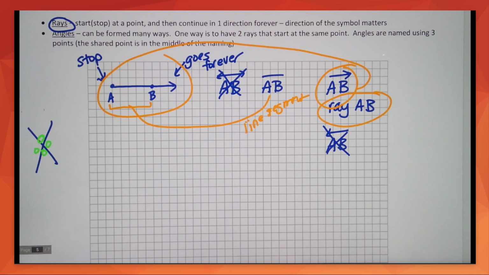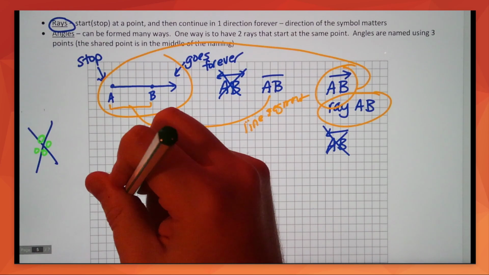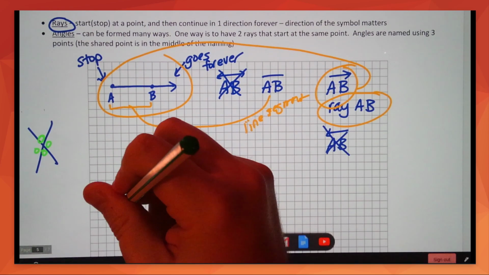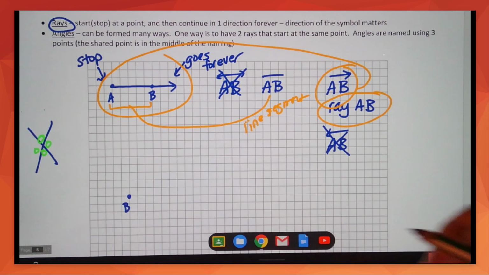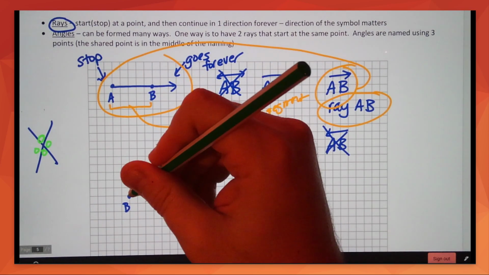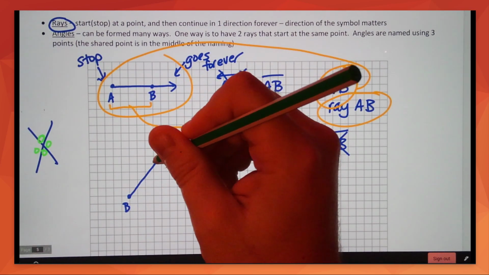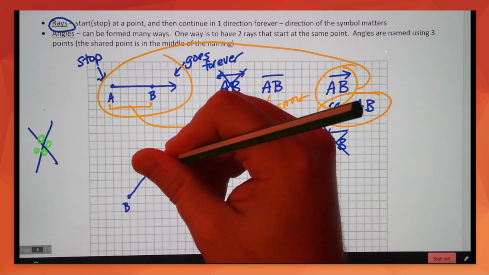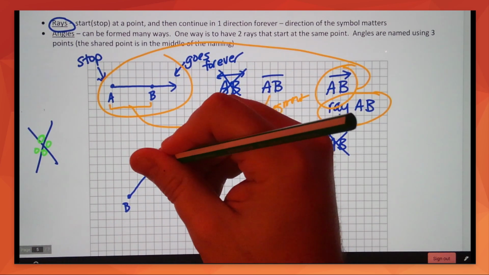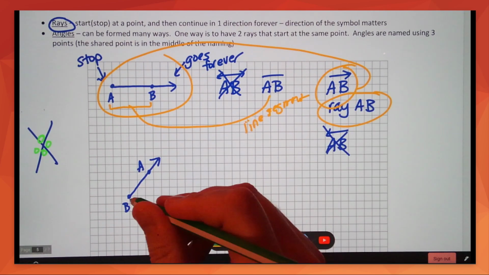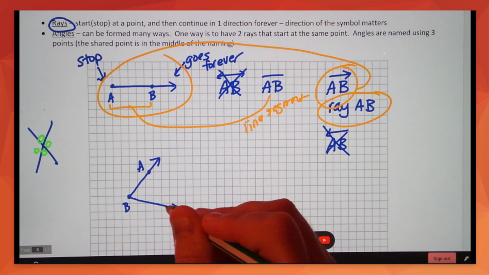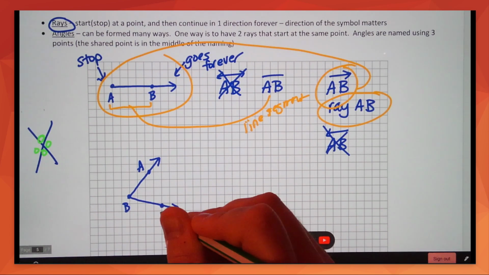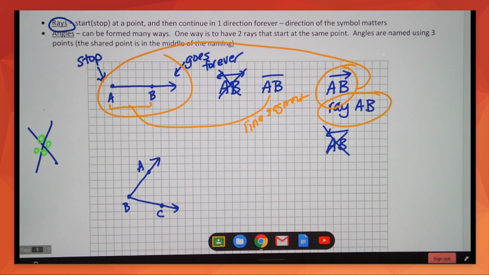The way we're going to really approach this to start is we're going to talk about 2 rays that share the same endpoint. That's going to be the easiest way for us to look at this. So let's say we have point B right here, okay? And then above that, we have a ray that goes this direction, and we'll give that a point, and we'll call it A. And then we have another ray that goes this direction, and we'll call that point C, okay?